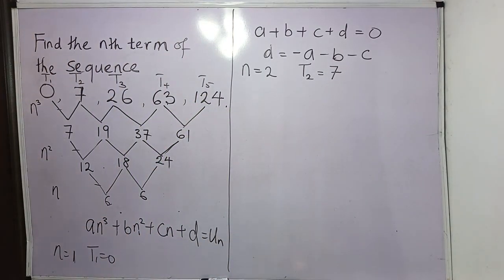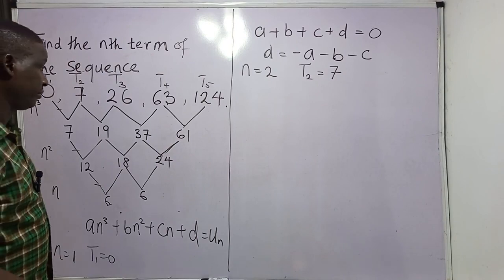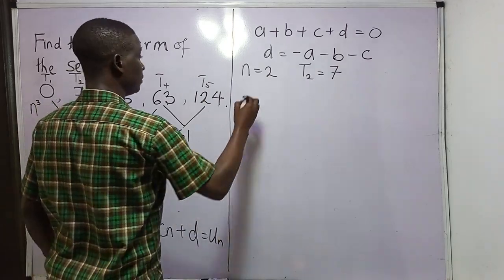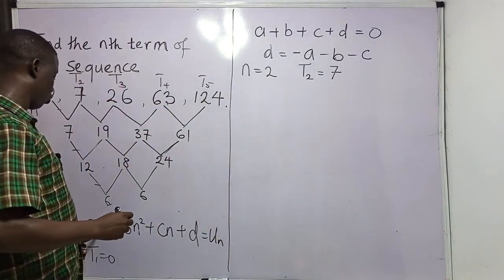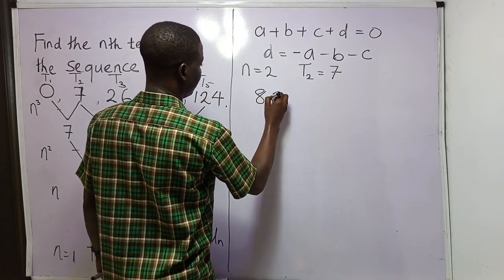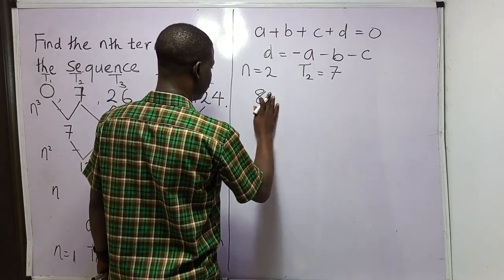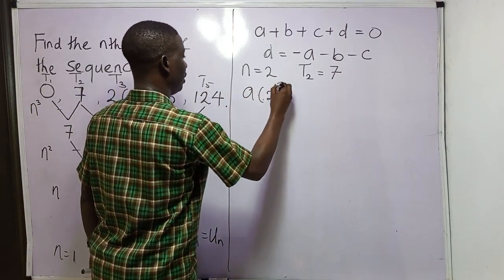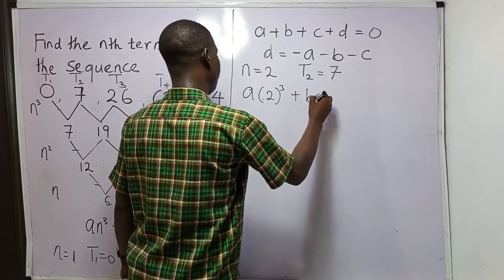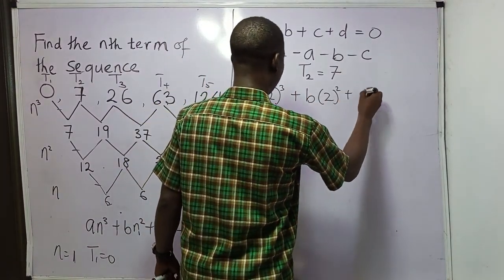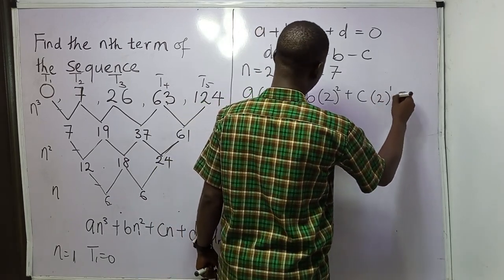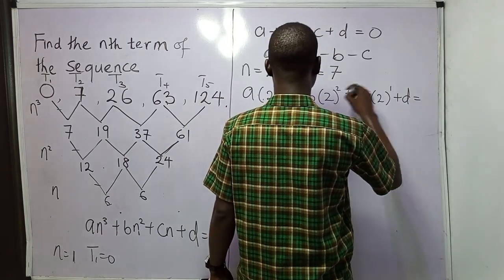So when n is 2, what do we have? We are going to substitute the value of n. N is 2, 2 cube is 8. That means we are going to put 2 raised to power 3 times a, plus b times 2 raised to power 2, plus c times 2 raised to power 1, plus d, equals to what?